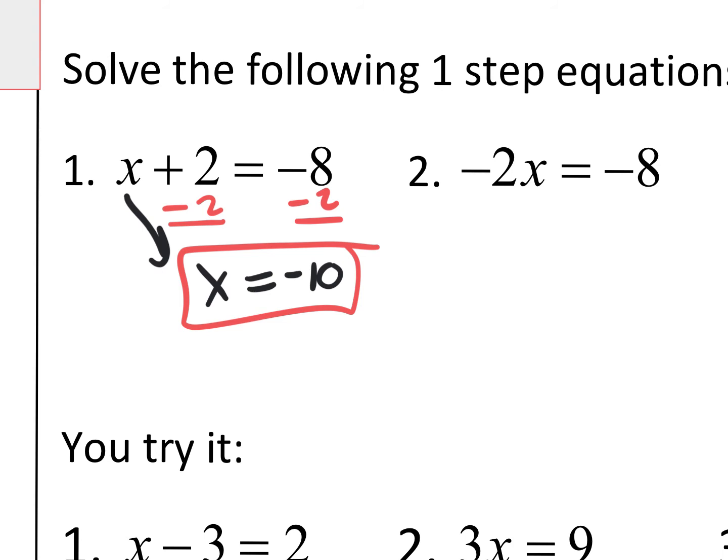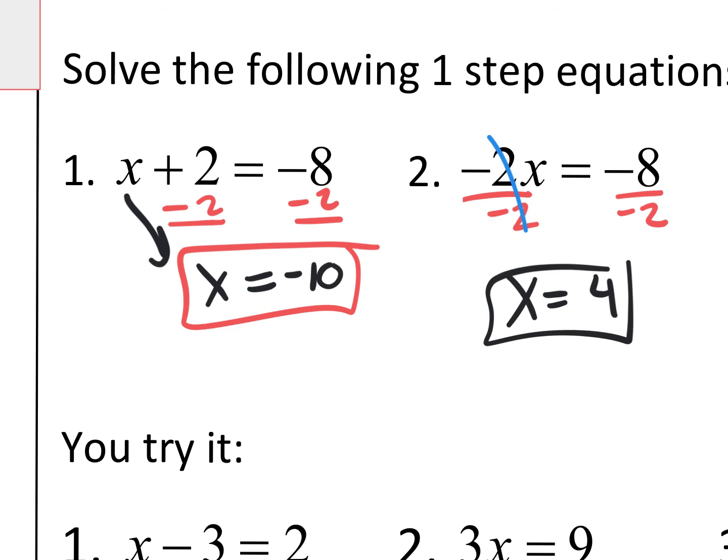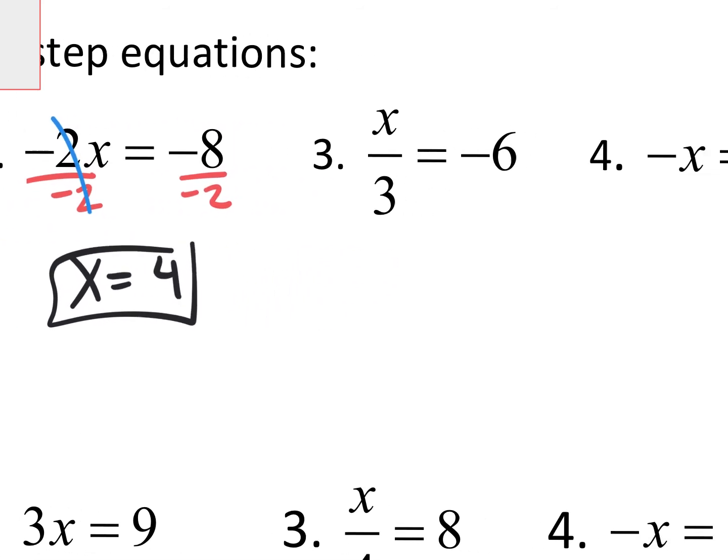How about number 2? What does that say? It says negative 2 times x equals negative 8. So how do I get rid of that negative 2 that's in front of the x? Division of that exact value, negative 2. What you do to one side, do to the other side. That'll cancel out. What do I have? I have x equals positive 4. Let's move on to the last 2 questions here.